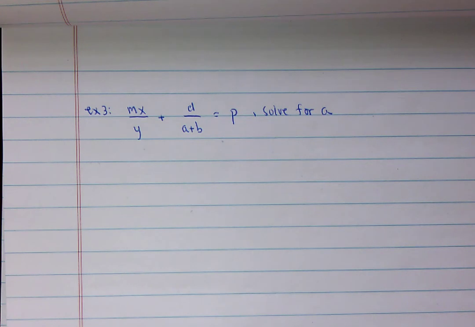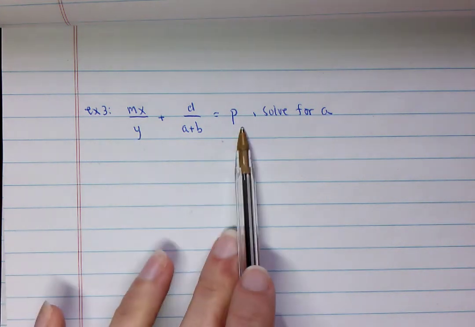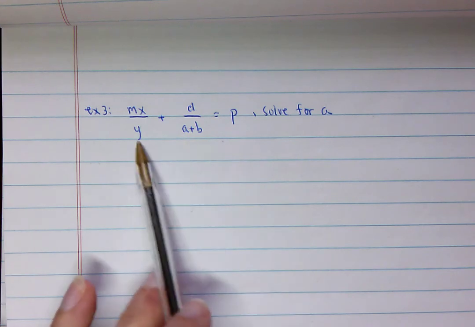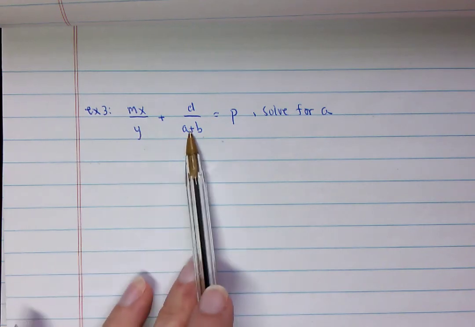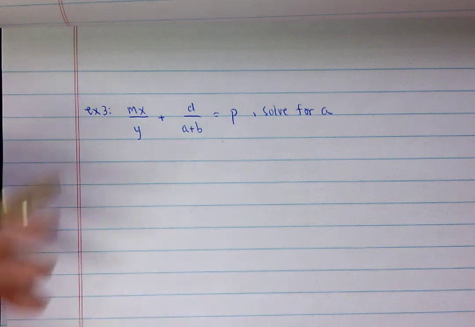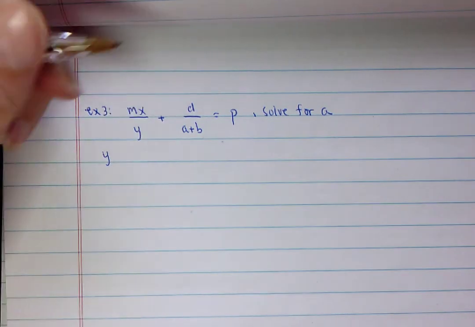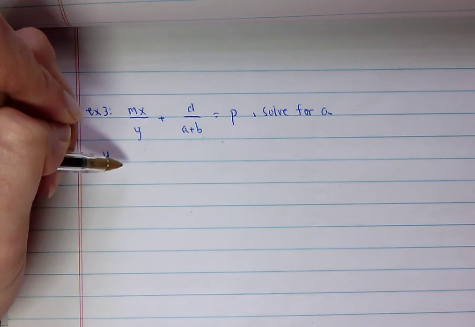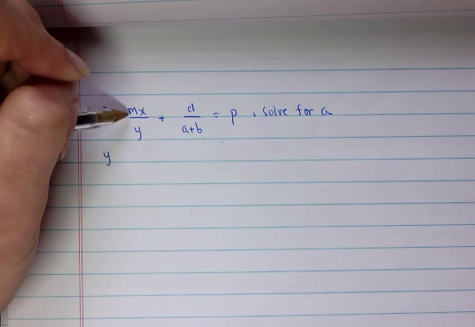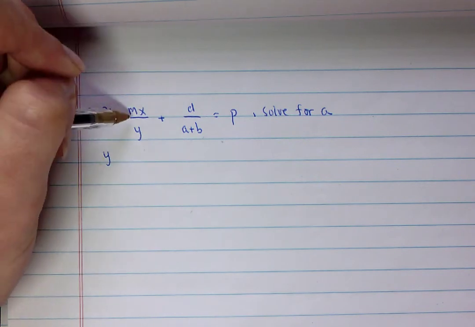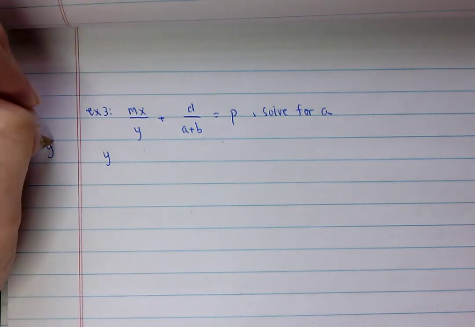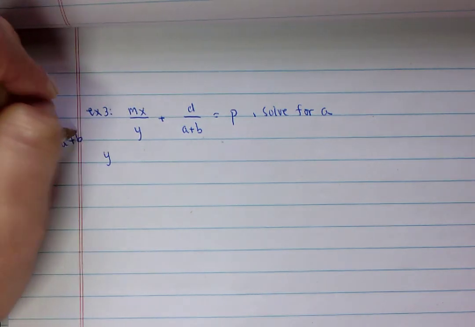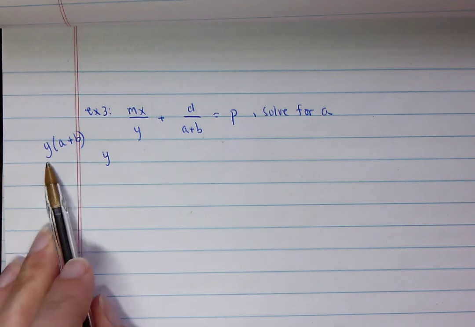So we begin by multiplying every single term by the common denominator, the least common denominator, which would be y times (a plus b). So we're going to do y times (a plus b). If we did y times (a plus b) for each of these, I'll just write this over here. That's what we're going to multiply every single term by.